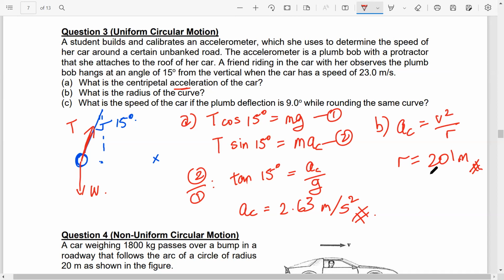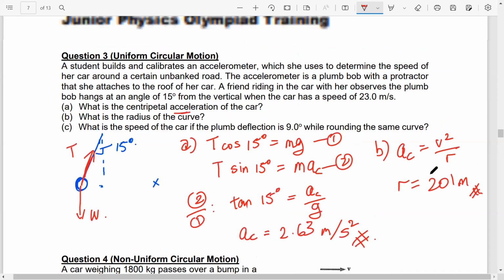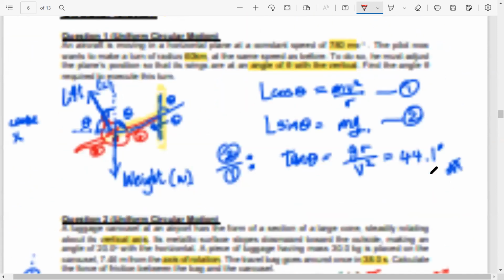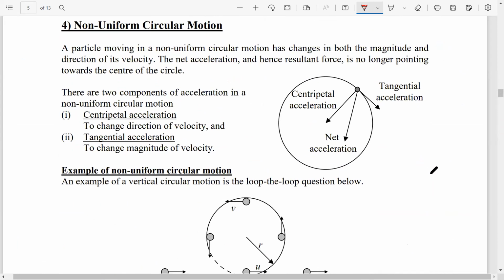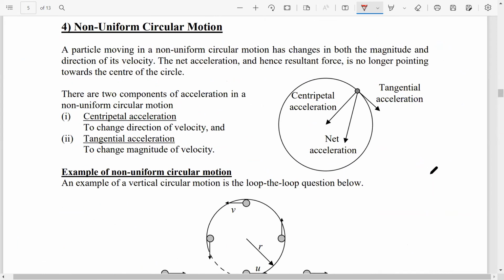Okay. So now we'll go to the last part of the notes, which is on non-uniform circular motion. Which means conservation of energy is going to be involved here.